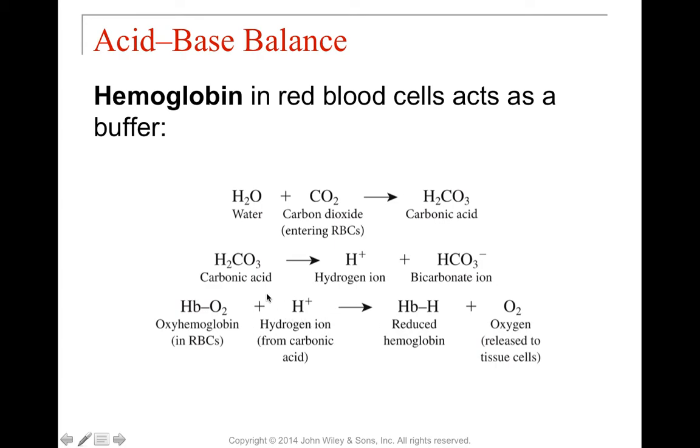Okay, so let's start at the top here. So here we have water and carbon dioxide. These are going to be going into the red blood cells, and that's going to be creating a carbonic acid, right? Carbonic acid can be broken down into the hydrogen ion and the bicarbonate ion, and this system we're going to talk about pretty extensively in just a minute. So we'll talk about the bicarbonate buffer system shortly.